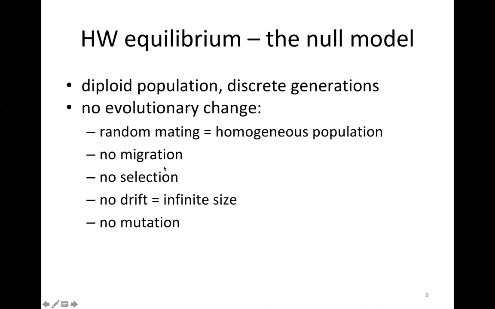There is no migration coming in, going out, no selection, so all alleles are the same. So we also assume biallelic polymorphism, so 2 alleles, and the alleles have equal fitness, and there's no drift, so the population has infinite size, and the allele frequencies of the previous generation remain the same in the next generation. That means no genetic drift. There's no mutation changing allele frequencies.